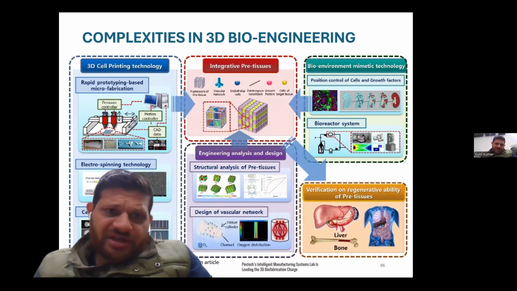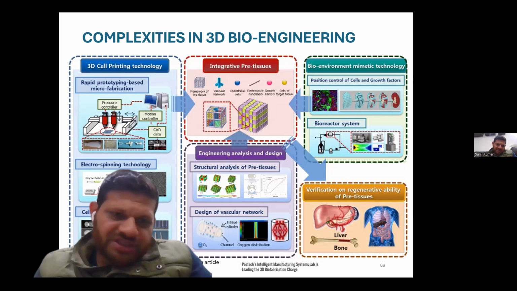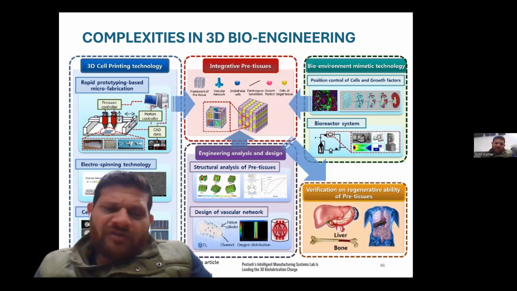Complexity: basically, when we have to print the cell or 3D cell, the rapid prototyping based microfabrication system is very complex and needs to be tackled. The one who is using this needs proper training. Then electrospinning technology is required. It is very precise and accuracy is needed. Then cell printing technology, again, a small change can make a disaster. Very focused, highly precise and accurate technology is required.